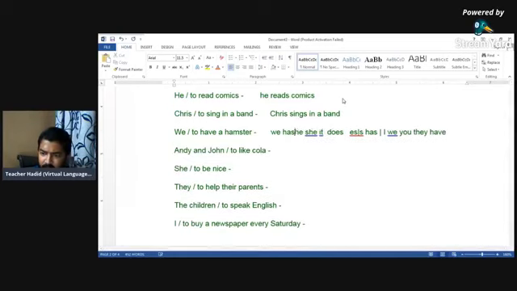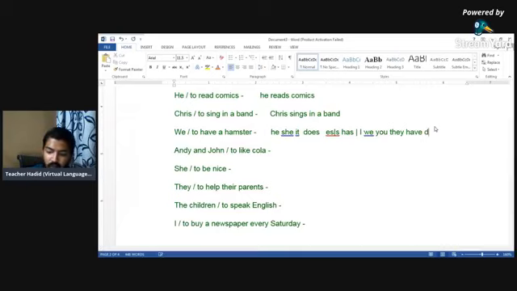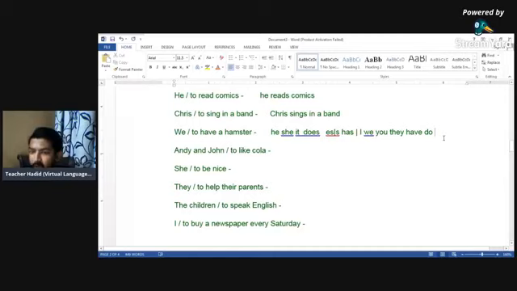Alright, let's remove this one first. With I, we, you, they, you have to say do. With he, she, it, you have to say does in negative. For example, he goes to office, negative, he does not go to office. She reads book, negative, she does not read book. I speak English, negative, I do not speak English. We use Facebook, negative, we do not use Facebook. So with I, we, you, they, in negative, we have to use do. With he, she, it, in negative, we have to use does.